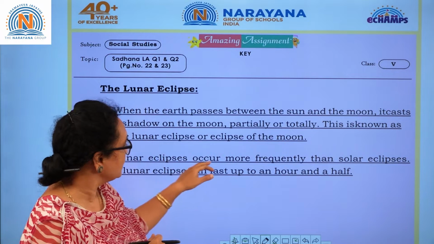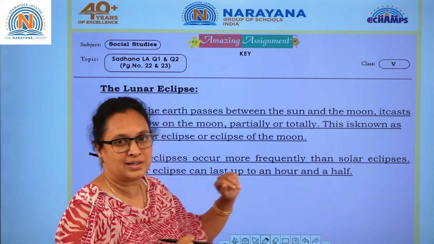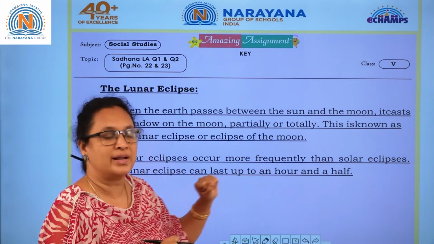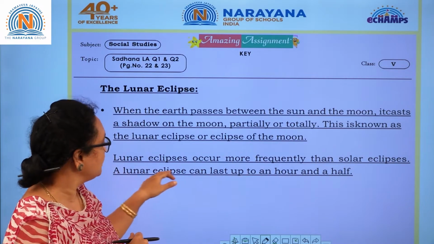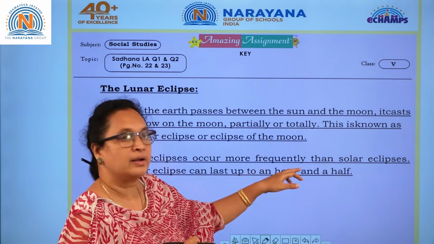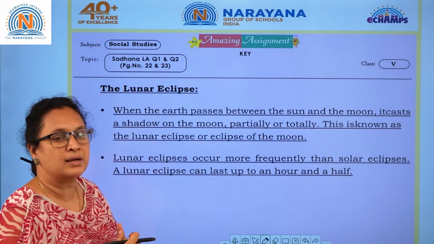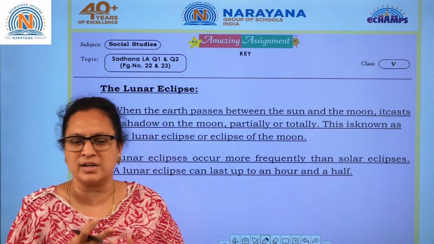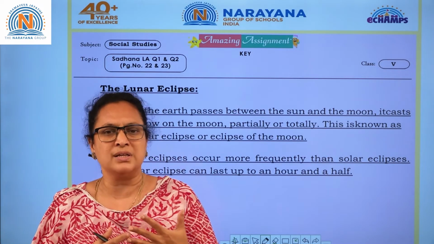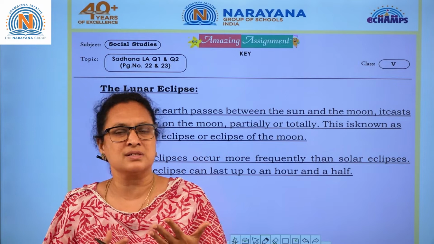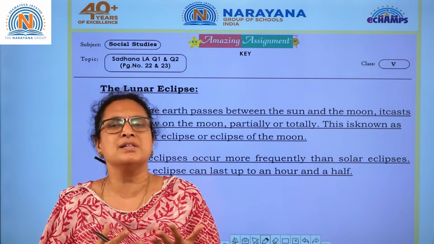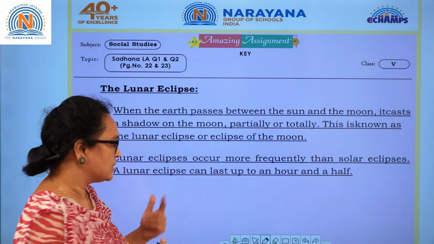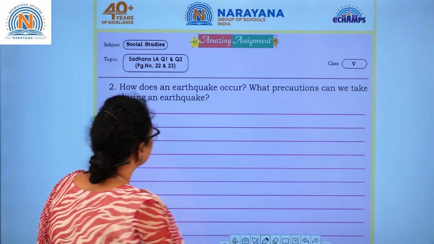Lunar eclipse occurs more frequently than the solar eclipse. A lunar eclipse can last up to an hour and a half. It mostly occurs within 1 hour or within a half hour. You know, lunar eclipse and solar eclipse, some people think it's a good sign, some people think it's bad, so it depends upon what your mythology is saying. This is all about the lunar and solar eclipse. Let's go for the next question.